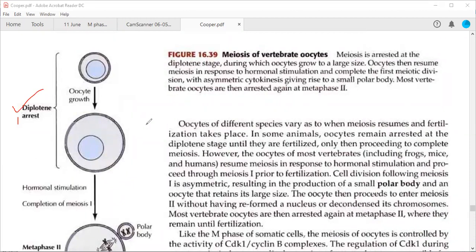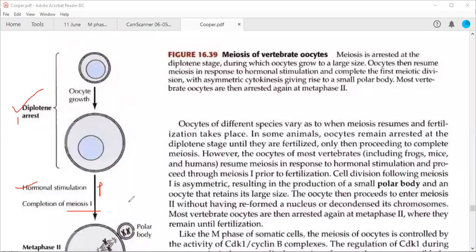Now, what actually happens in humans: in other species, fertilization is required to come out of this particular arrest. But in humans, hormonal stimulation with the help of the progesterone hormone relieves this arrest, and the egg cell, or oocyte, comes out of it and completes meiosis I.